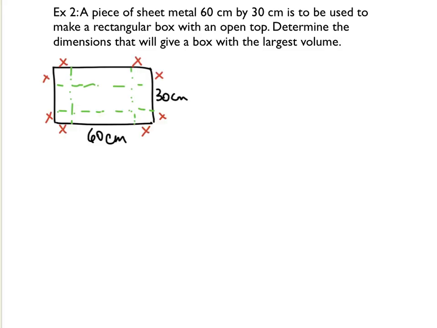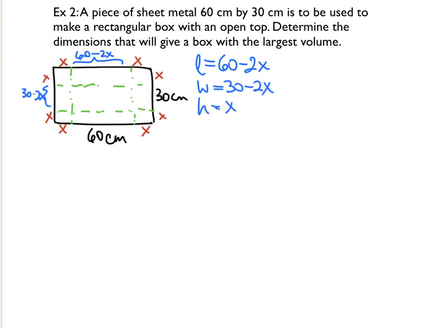Now we can see that our length is going to be 60 minus 2x. Our width is going to be 30 minus 2x. Our height is obviously going to be x. Now before we start, let's think about what our restrictions are going to be. So let's think about x.